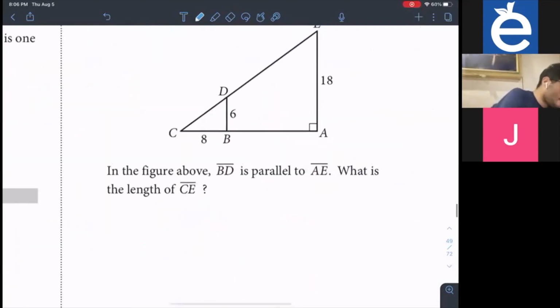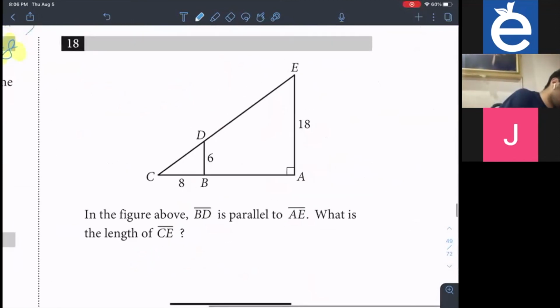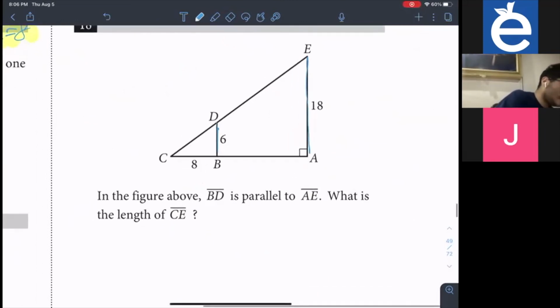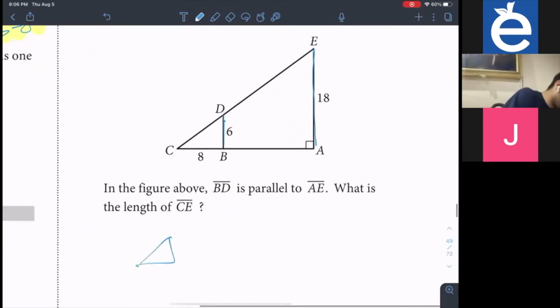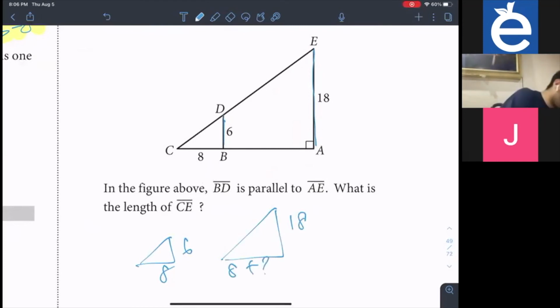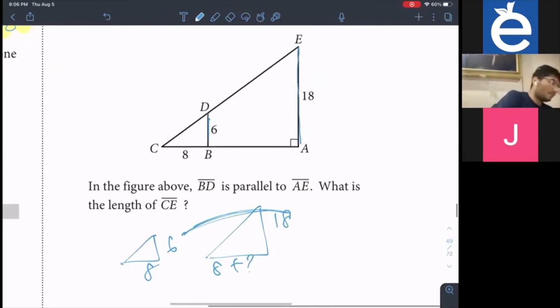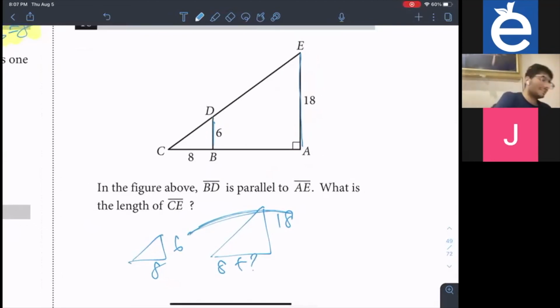Question 18. In the figure above, segment BD, which is right here, is parallel to AE right here. What is the length of CE? So we can split these triangles to get 6 and 8, and the bigger triangle to get 18 and 8 plus whatever number. If we compare the ratios, we just multiply by 3. We multiply segment BD by 3 to get segment AE. So if we do it for this side, we can also do it for this side and this side.